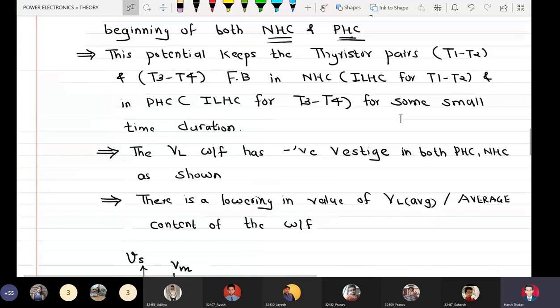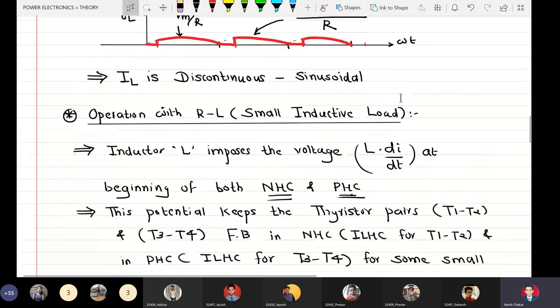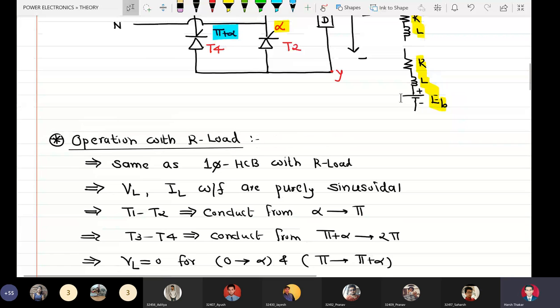With RL load, what is the case? For RL load, if inductance is very small, in that case also the area below the x-axis is lesser than the area above the x-axis. So for small inductive loads also, the average content of the VL waveform is positive, because the area above the x-axis is greater than the area below over one cycle. So VLAVG is positive, and whether the current is discontinuous or continuous, in both cases the ILAVG is positive. So for both R and RL loads, VLAVG and ILAVG are positive, hence first quadrant operation.